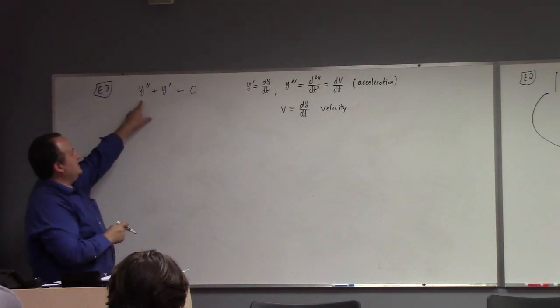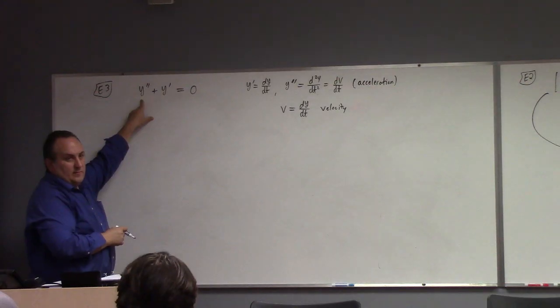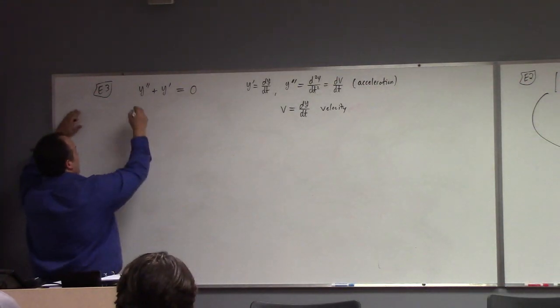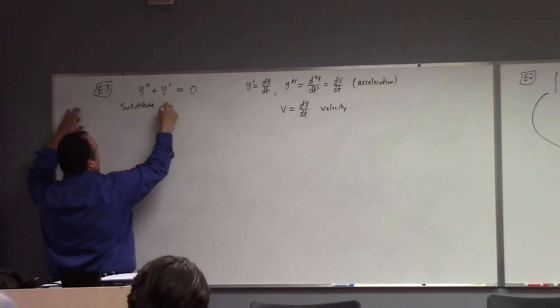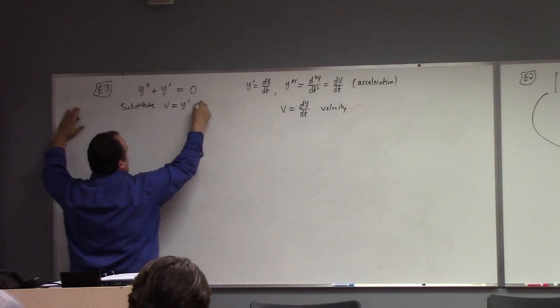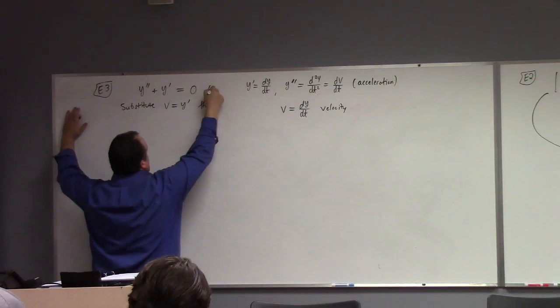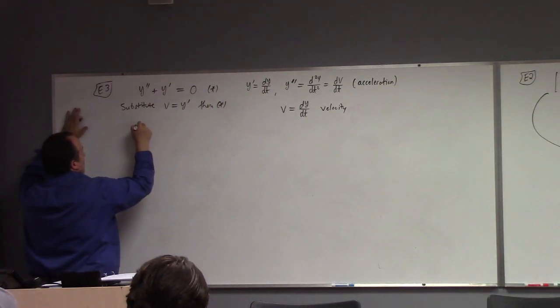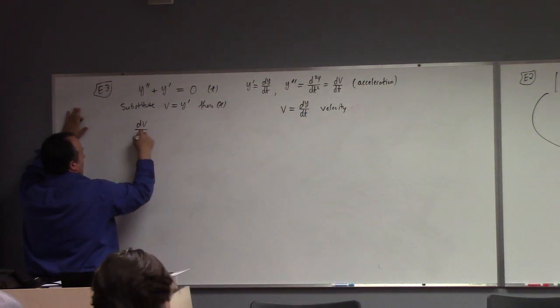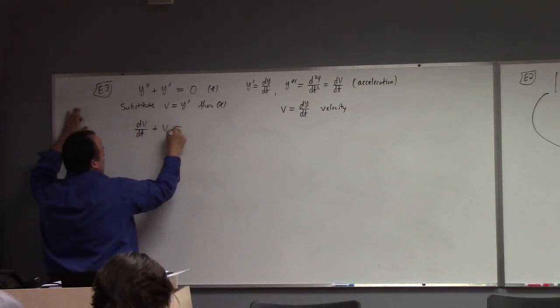Okay, so this is kind of a pain, but if we make a velocity substitution, substitute velocity equals y prime, then star gives what? It gives dv dt plus v equals 0.